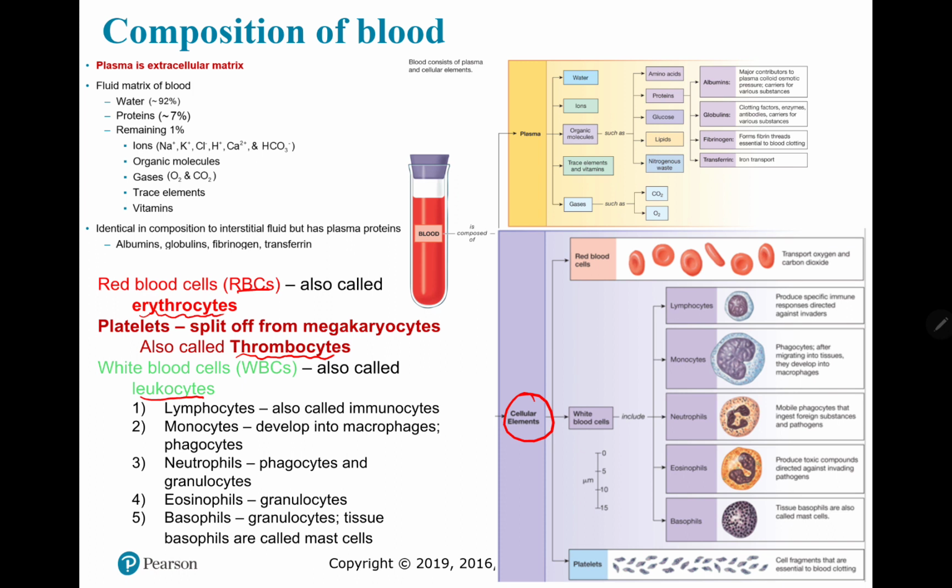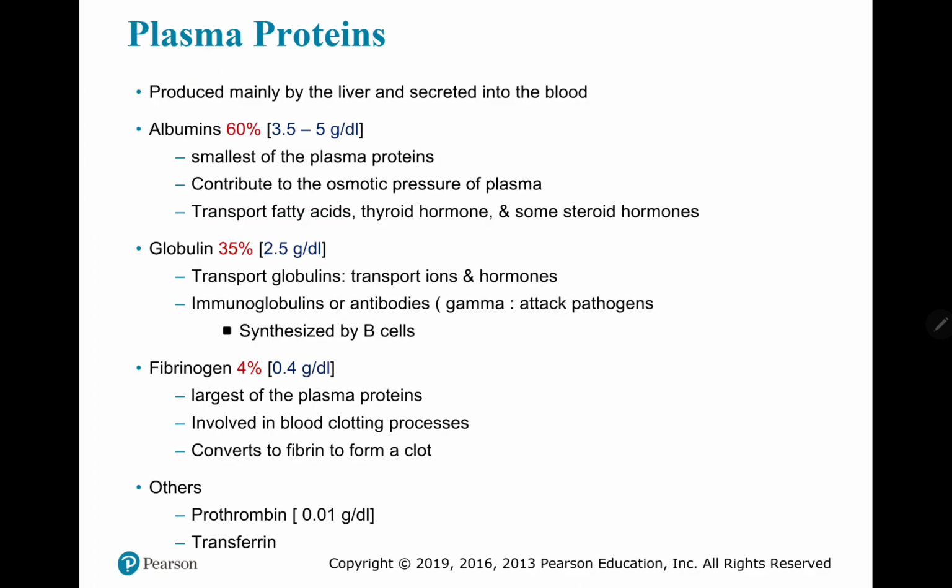But even going back to the plasma for a second, such as those organic molecules. I know I mentioned glucose, but of course, you're going to find proteins, amino acids, lipids. Those pools of glucose, free fatty acids, pools of amino acids, they're going to be in your blood too. And so those plasma proteins are very, very important. Many of them are going to be produced by the liver and then secreted into the blood.